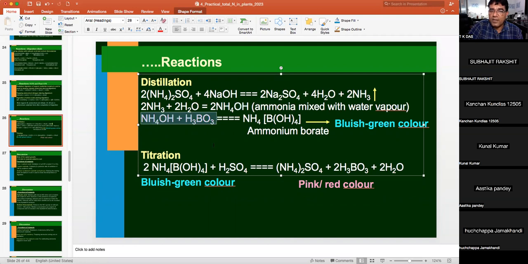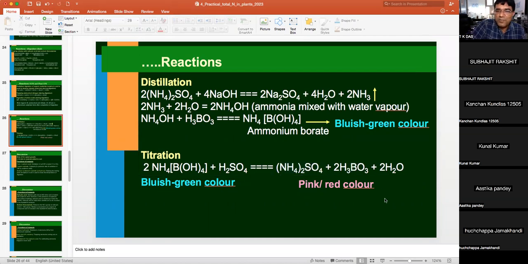When it enters the boric acid mixture, it is converted into ammonium borate or ammonium tetraborate. You can see 4, ammonium borate or ammonium tetraborate. And when you go for titration with 0.1 normal sulfuric acid, then this ammonium tetraborate is again converted into ammonium sulfate. We have come back to square one, how to say it. We started with ammonium sulfate and came back again to ammonium sulfate. And boric acid is free. Boric acid is also produced, and water.